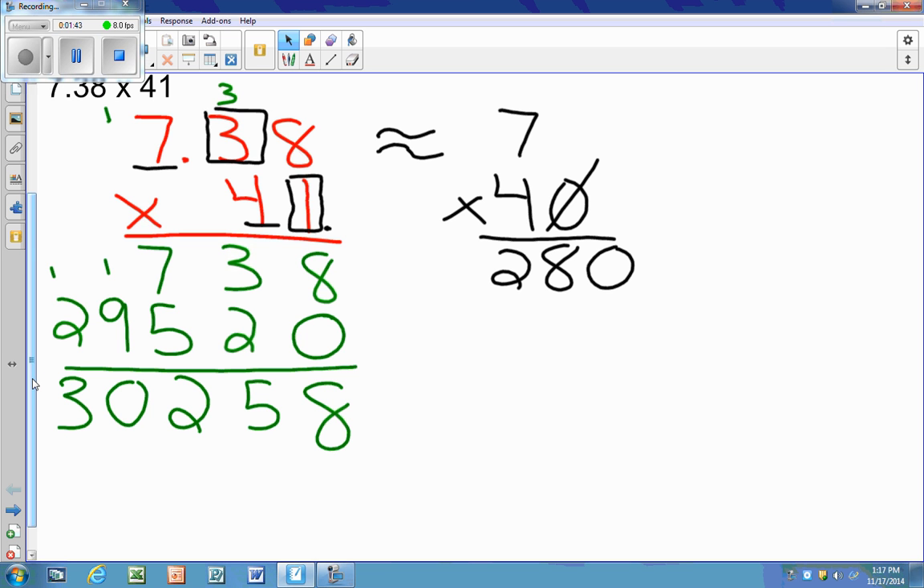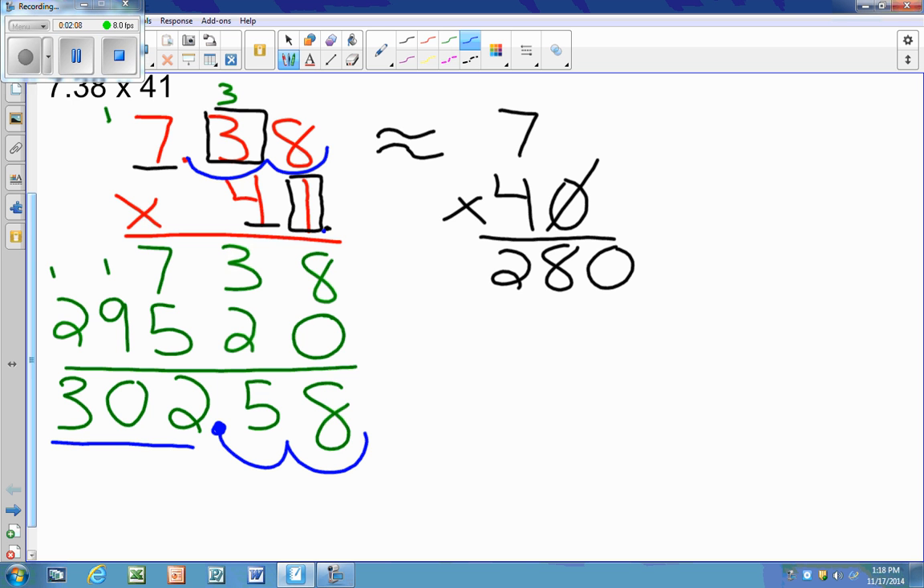When I look over at 280, I know that these two numbers are nowhere near each other, so I have to ask myself, did I make a mistake, or did I just forget to put my decimals in? In this case, I forgot to put my decimals. I have 2 jumps in. The decimal on the outside doesn't jump at all. I have to make 2 jumps in, so my answer is 302 and 58 hundredths. Now I compare my two whole numbers. Is 302 close to 280? Yes, it is. So that is a reasonable answer.